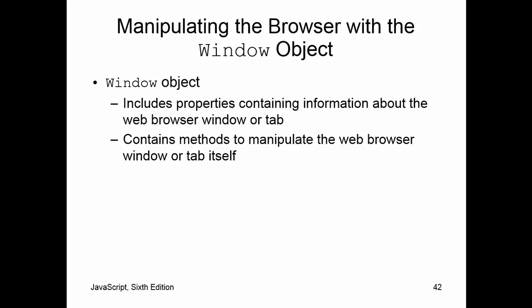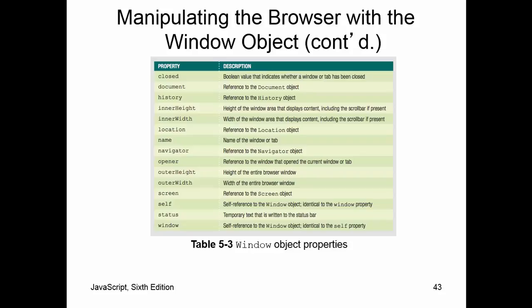Manipulating the browser with the window object. We've talked a little bit about the window object before. Remember, it is the default object, so you don't have to say window dot. But the window object itself does include several properties with information about the web browser window or tab. Okay? Here are some of them. Notice, for example, there's the name property that contains the name of the current window or tab. There's other things that allow you to manipulate the web browser window or the tab itself. We've already looked at some of these.